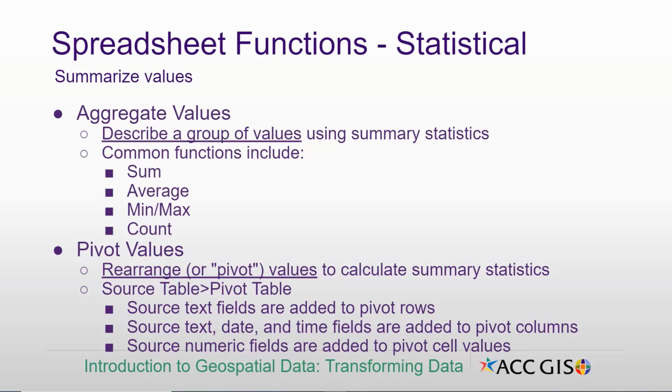And in this case, you've got the source table and then you're using the pivot table function to create the pivot table. And so source text fields can be utilized as your rows, for example, in your pivot table. Source text, date, and time fields can be added as columns. And then lastly, your numeric fields are added as the values in the columns for each row.